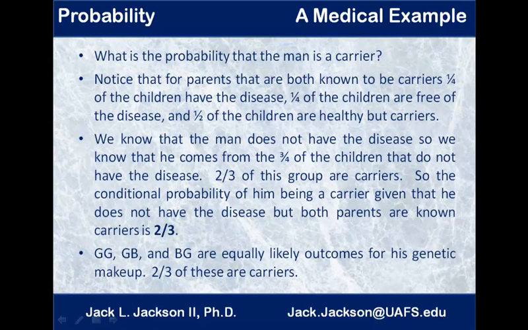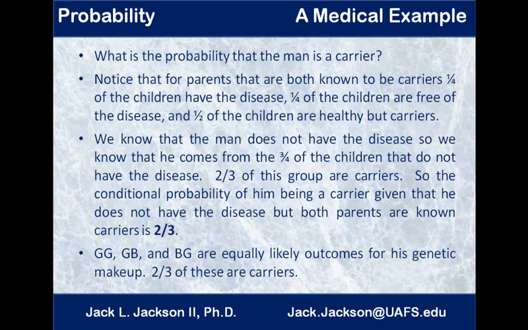Well, notice that for the parents, they're both known to be carriers. 1/4 of the children will have the disease, 1/4 will be completely free, and 1/2 are healthy but carriers. We know the man doesn't have the disease, so he now comes from that 3/4 group of the children that do not have the disease. 2/3 of this group are carriers, and 1/3 are completely free. So the probability that he does not have the disease, but he is a carrier, is 2/3.